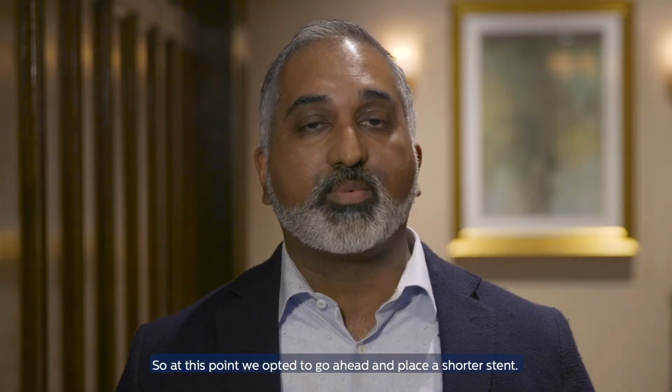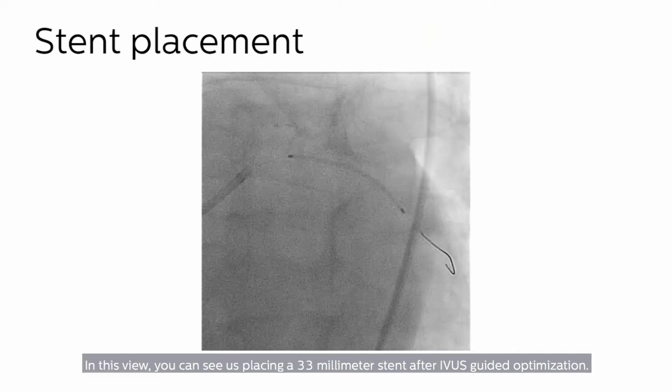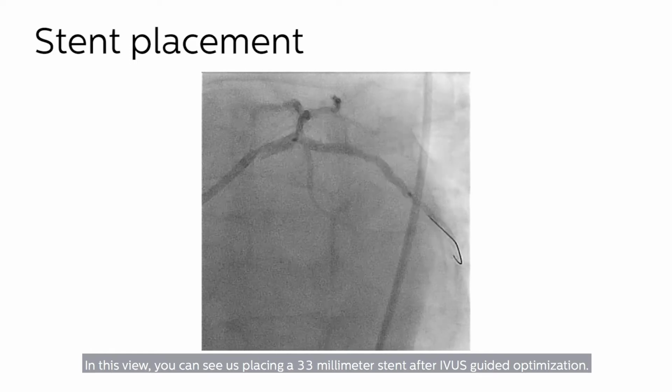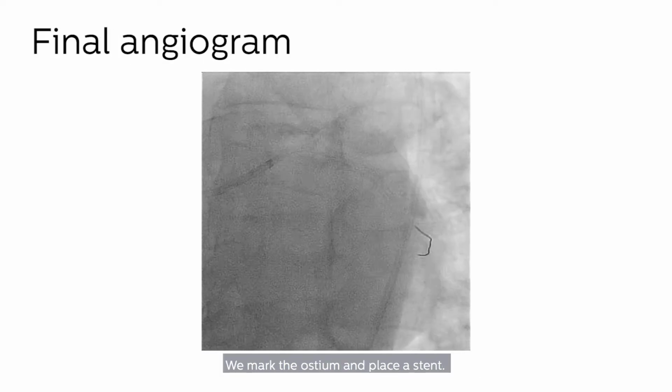So at this point, we opted to go ahead and place a shorter stent. In this view, you can see us placing a 33mm stent. After IVUS-guided optimization, we mark the ostium and place the stent.